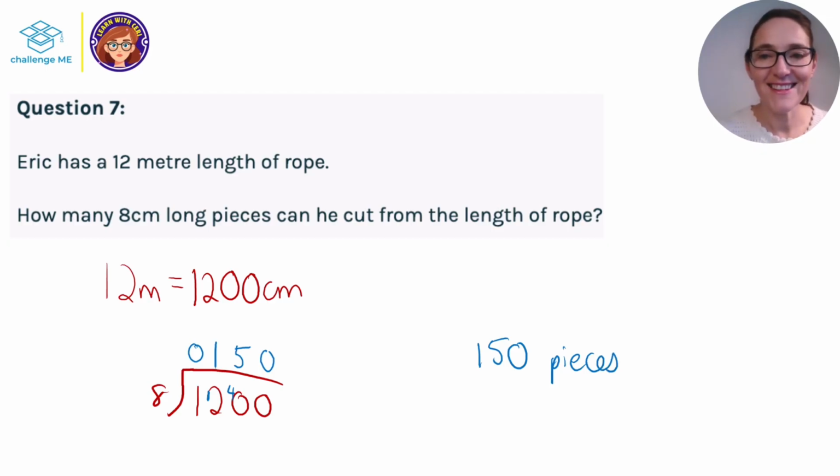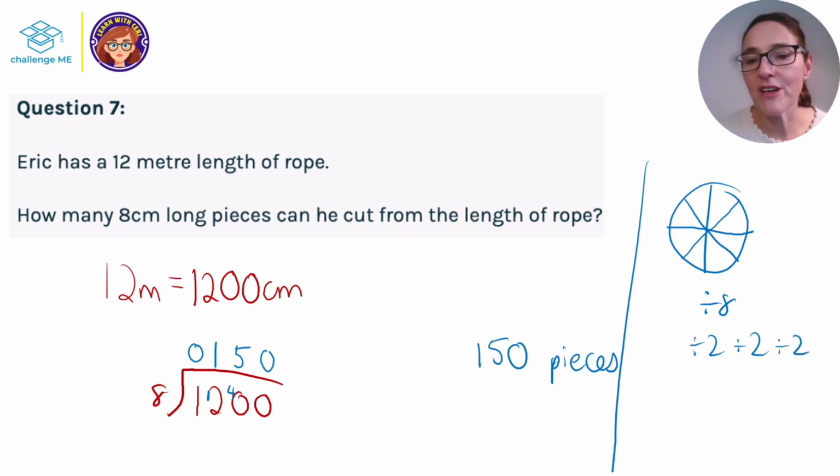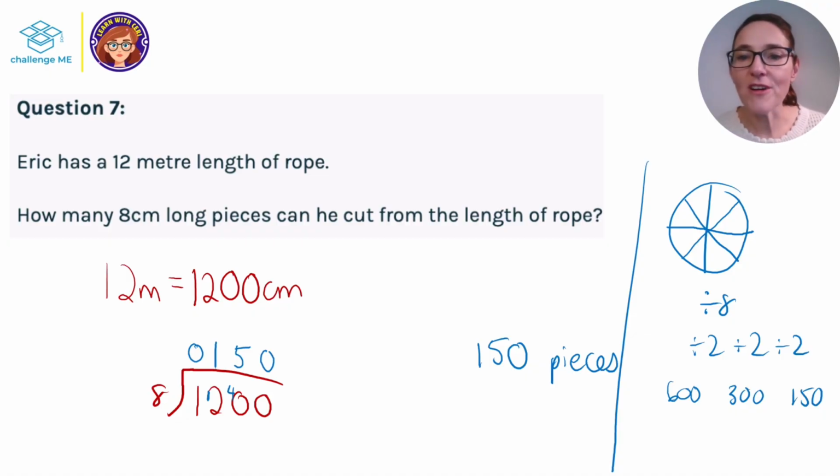That's nice. Another way to divide by 8: when you half something, you make 2 pieces. Half it again, you make 4 pieces, and half those pieces, you make 8 pieces. So if you're trying to divide by 8, you can divide by 2, then divide by 2, then divide by 2. So we could do 1,200 divide by 2, divide by 2, divide by 2. That might be easier and faster for you than a bus stop method. And it works because 8 is a power of 2. 8 is 2 times 2 times 2. So that's why that works.